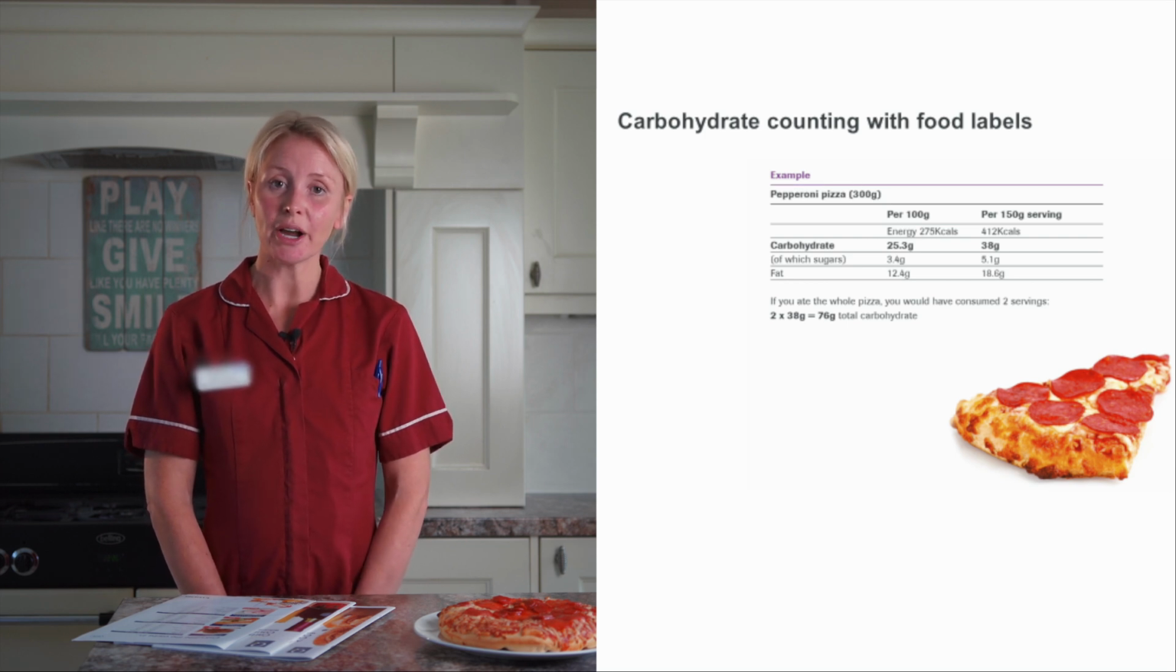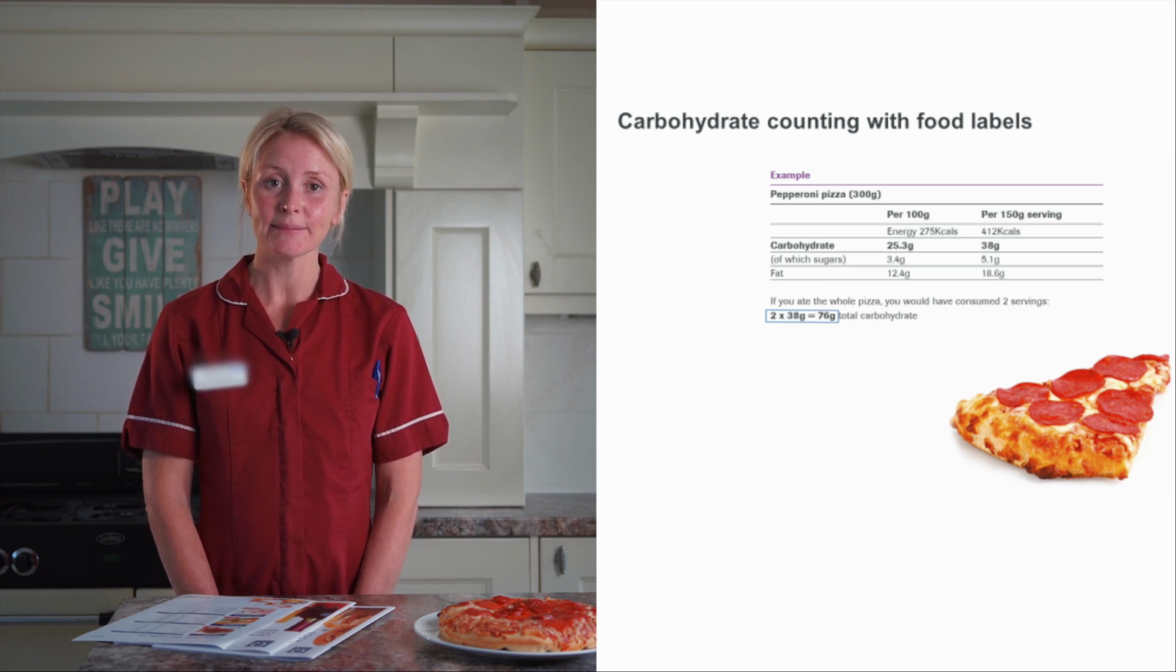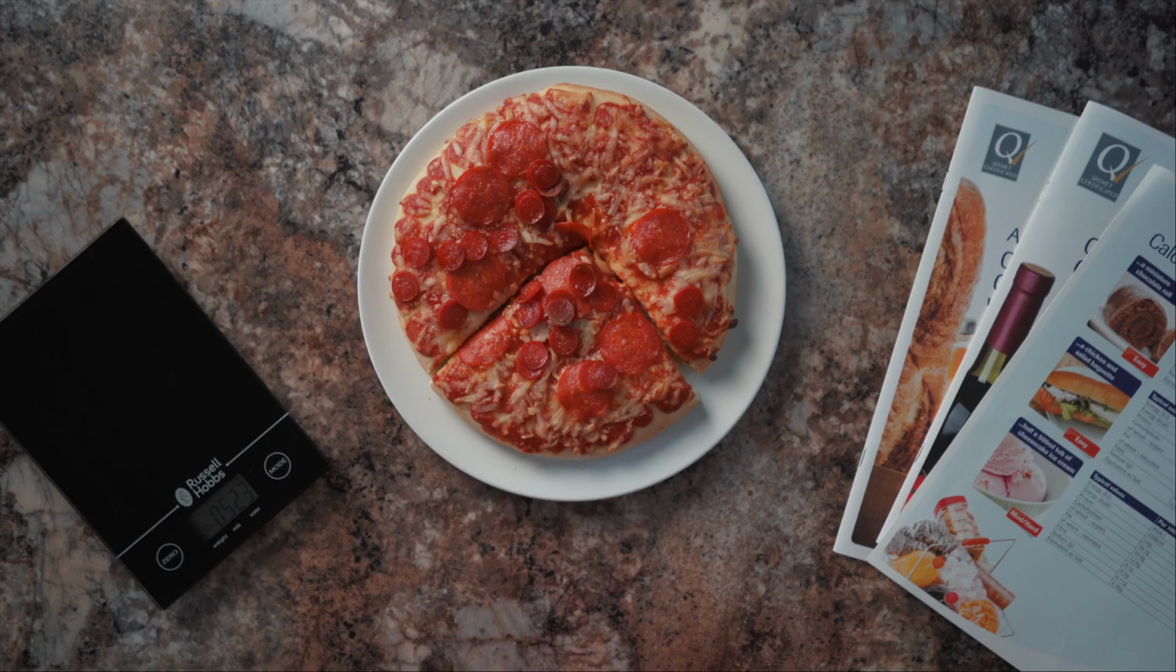The total carbohydrates in one serving is 38 grams. And therefore, to work out the total carbohydrates in the whole pizza, we times that by 2, and that will give us 76 grams of carbohydrates. So if I choose my own serving of pizza, I will need to weigh my slice of pizza and calculate the carbohydrates in that slice.